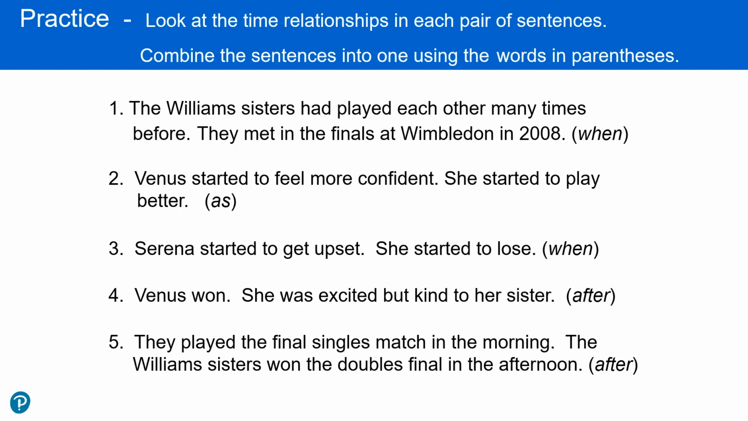So let's practice. Look at the time relationships in each pair of sentences and combine the sentences into one sentence using the words in parentheses, the adverbs of time. So, number one, the Williams sisters had played each other many times before, and they met in the finals at Wimbledon in 2008. Combine those two sentences into one with the adverb when. Do the same for number 2, 3, 4, and 5.